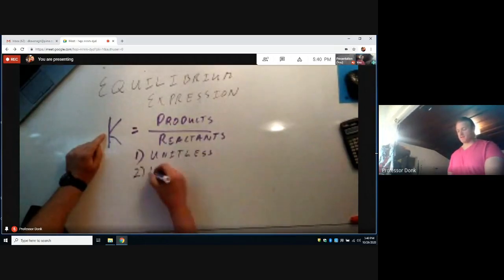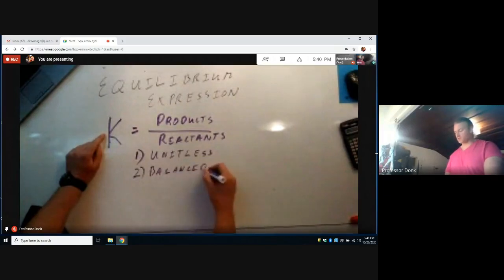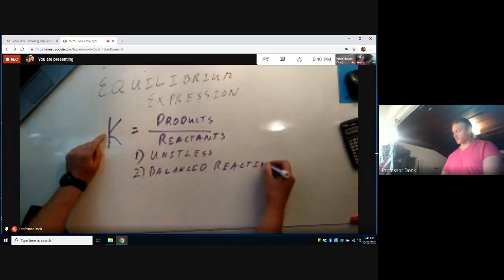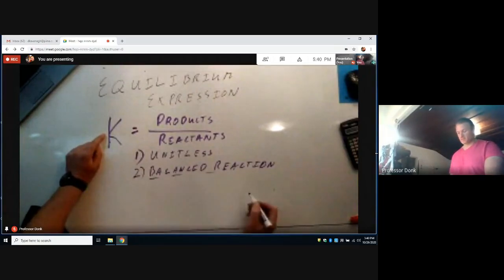You need a balanced reaction to begin with this. You cannot write a complete equilibrium expression without a balanced reaction. You can't do it with a reaction. You need a balanced reaction.